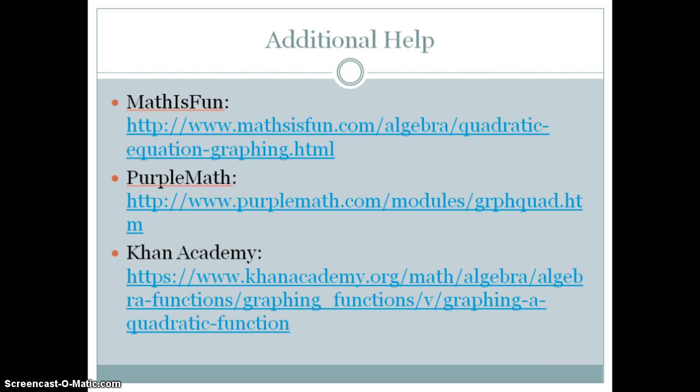So to get some more help, here are some more sites. We've used these in the past. I want you to look at at least one of these. It doesn't really matter which one. Pick which one you like the best.